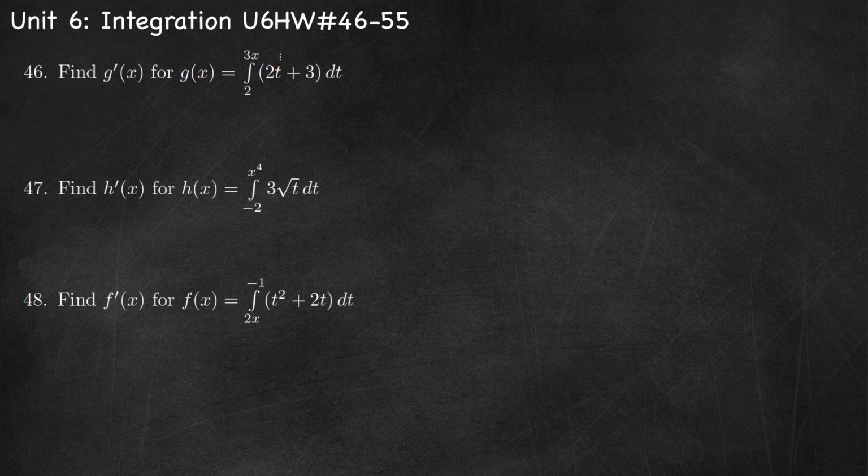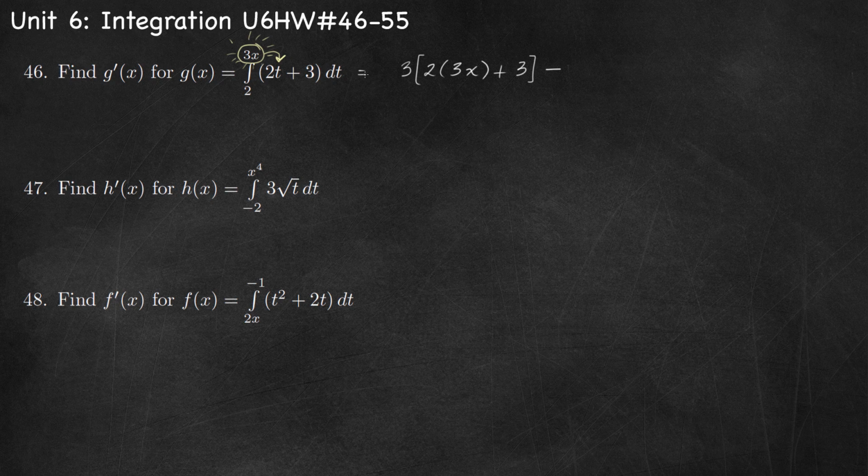So the shortcut here is we're going to go ahead and substitute our upper limit of integration in for t, and then multiply by the derivative of this upper limit. So we get 2 times 3x plus 3. That's what I get when I substitute my 3x in for t. And then we have to multiply that by the derivative of 3x. So we're going to multiply all that by 3.